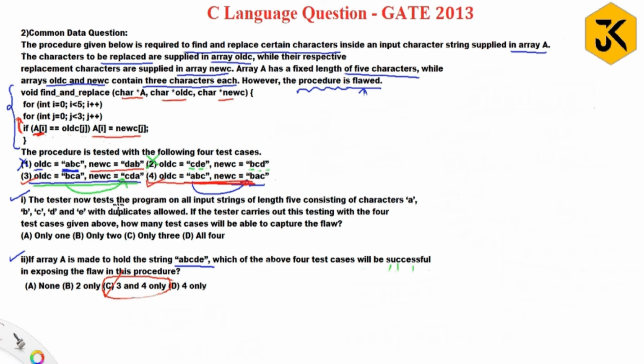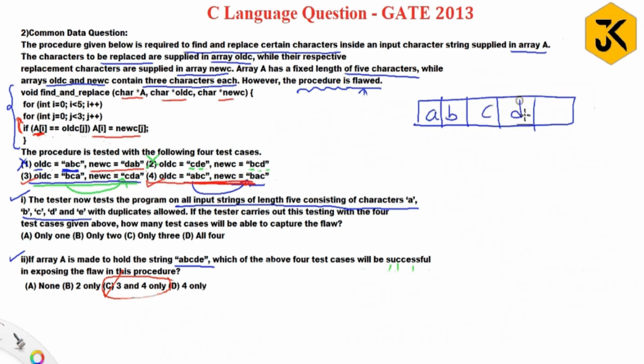The tester now tests the program on all input strings of length 5 consisting of characters A, B, C, D, E. Means there are a group of characters A, B, C, D, E, and they are asking for, it is going to test on all strings of length 5. On all strings of length 5 means how many you will get?